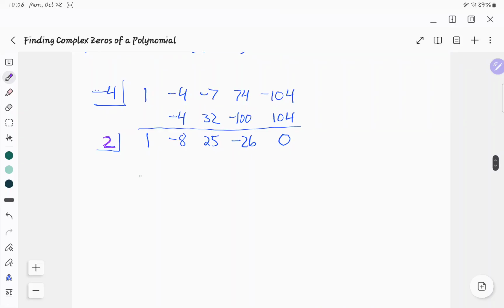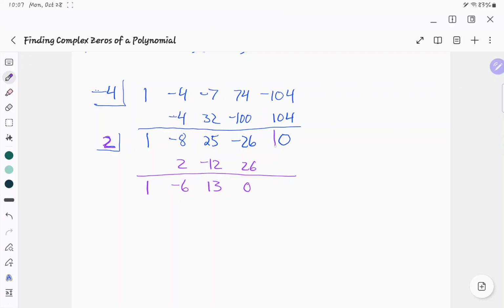And I'm going to do the same thing, synthetic division. So bring down the 1, and then we got 2 times 1 is 2. Add. Negative 8 and 2 is negative 6. 2 times negative 6, that'll be a negative 12. 25 minus 12, that's a 13. And then 2 times 13, that's going to be 26. And when I add those, I get 0.